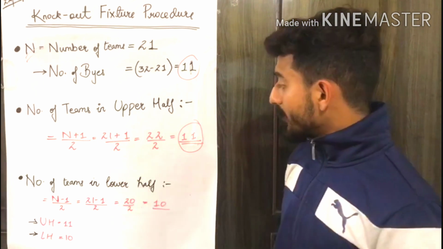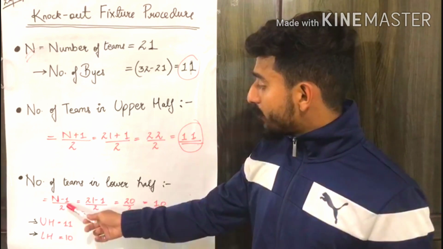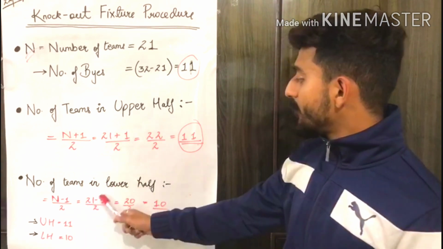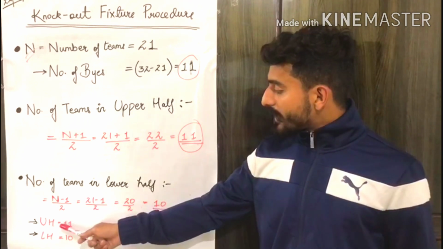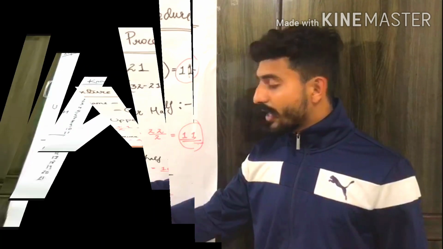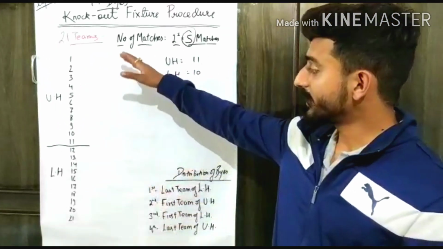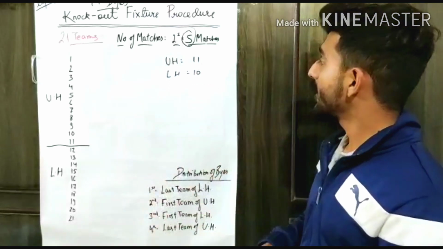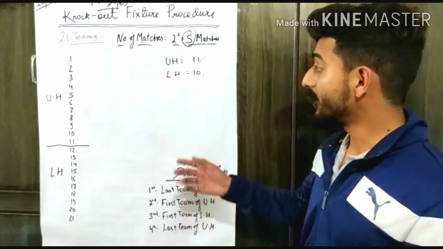Then the number of teams in the lower half, that formula is n minus 1 upon 2, that is number of teams minus 1 upon 2. 21 minus 1 upon 2, that is 10. So in the upper half we are getting 11 teams, and in the lower half we are getting 10. After calculating the upper half and lower half values, we are going to divide the teams into two groups, that is upper half and lower half. So upper half was 11 teams and lower half was 10 teams as we calculated earlier.